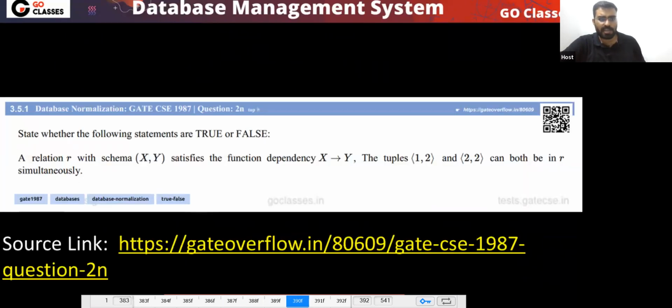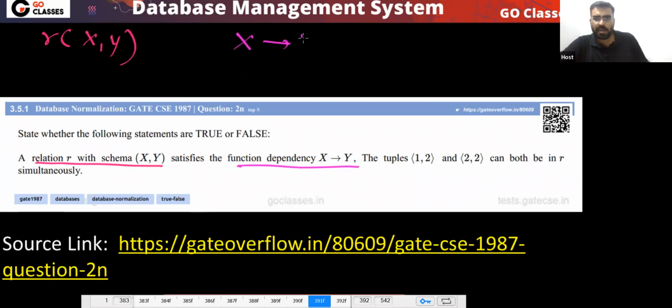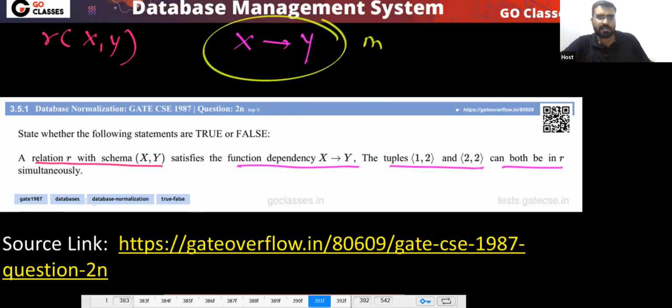Okay, let's see this question. Tell me what the answer is. The question is saying that we have a relation R with the schema X, Y, which satisfies the functional dependency X determines Y. Can the tuples be both simultaneously in R? So remember what this means. When you say that X determines Y, what does this mean?